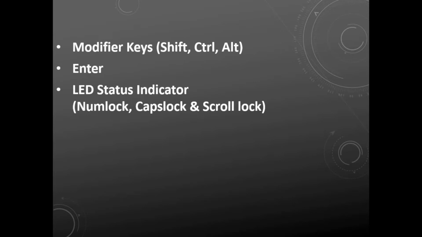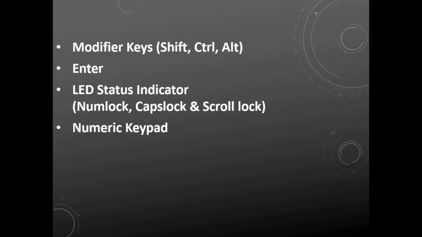Next, caps lock. When the caps lock key is on, whatever alphabets you type will be in capital letters, and when it is off, you get small letters. And scroll lock: sometimes you see the screen scrolling, and if you want to stop it, we can use scroll lock.